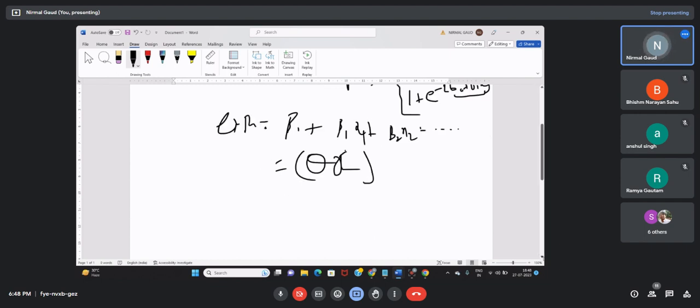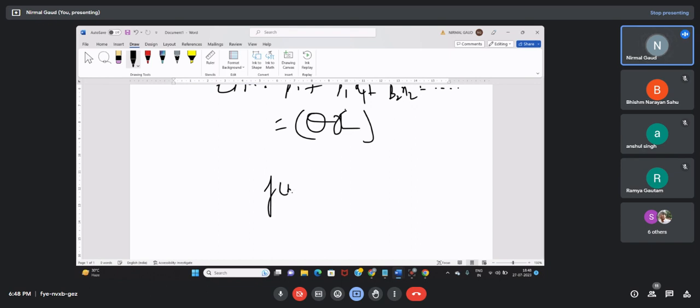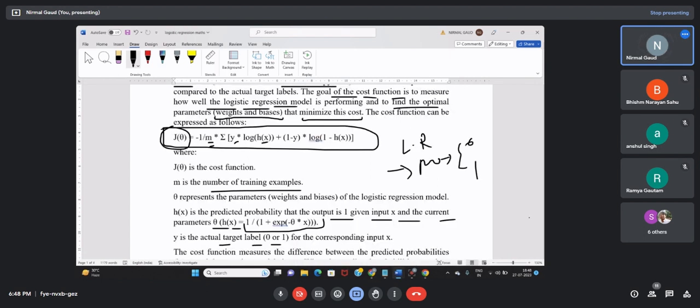So we can write f of x is equal to 1 upon 1 plus e to the power minus theta x. That's what we can write in the case of the sigmoid function. Yeah, here it is. They mentioned e to the power minus theta x.